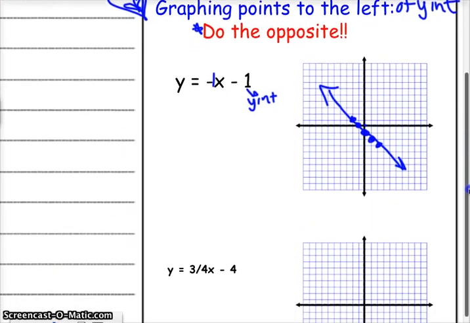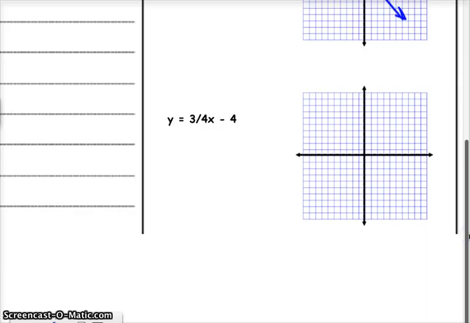Y equals 3/4 x minus 4. Again, the first thing you always do is plot your y-intercept. My y-intercept is negative 4. 1, 2, 3, 4. I make my dot. And then I go up 3 over 4. That's my slope. My slope is 3/4.